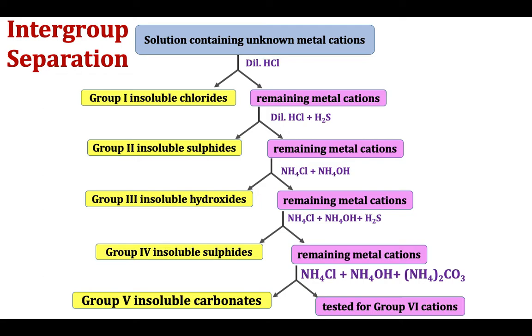If group 5 cations are present, they will precipitate as insoluble carbonates. Group 5 cations include barium, strontium and calcium. The precipitate is removed by filtration or centrifugation. The remaining centrifugate is taken for the analysis of group 6 cations.